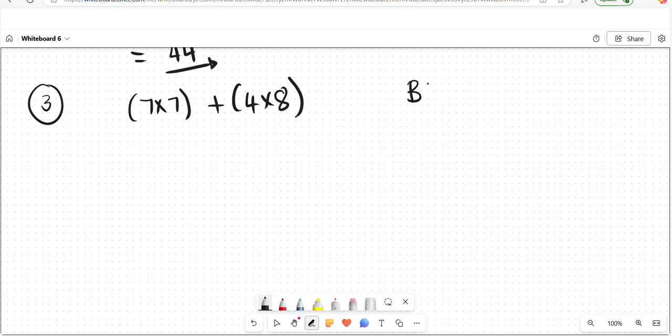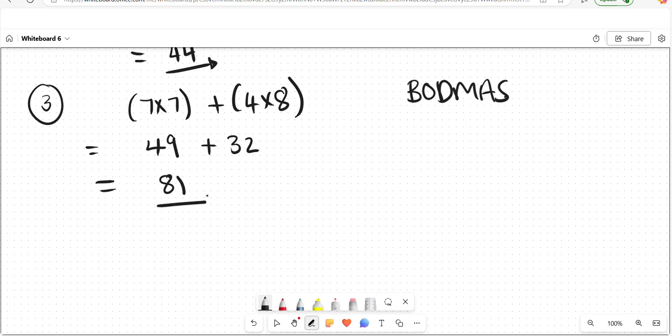Again, my BODMAS. All right, so we're going to do the brackets first. 7 times a 7 gives me a 49, and I'm going to do this bracket. 4 times the 8 will give me a 32. So I end up with these guys, and at this point I just need to add these, and then I end up with the 81, which is my final answer.